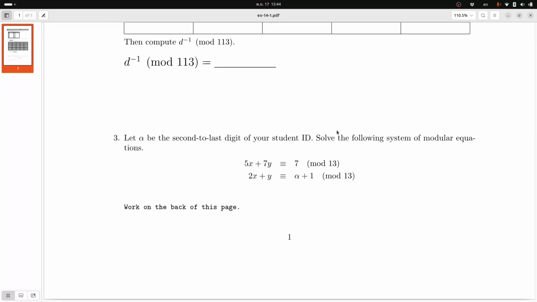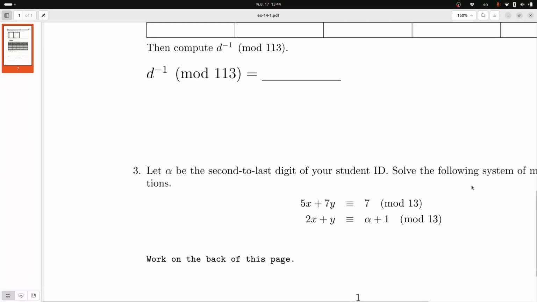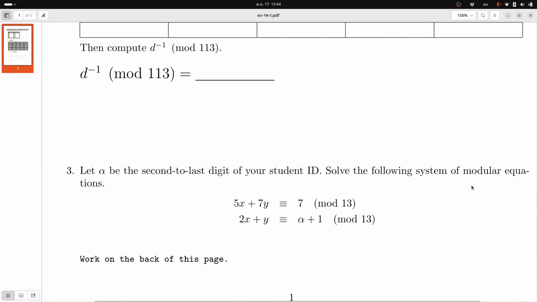You should work on the third problem. After you fill out this table, you should work on this problem. Basically, I ask you to solve these equations. Take your second to last digit and add 1. Suppose my digit is 5, this will be 6, and solve this equation. You can solve it like previously, using Gaussian elimination.